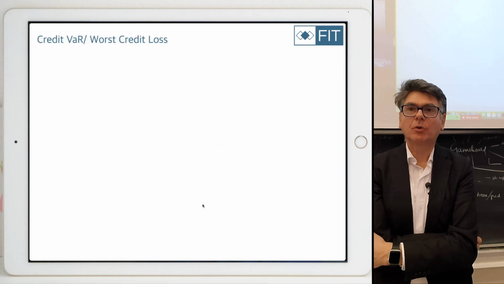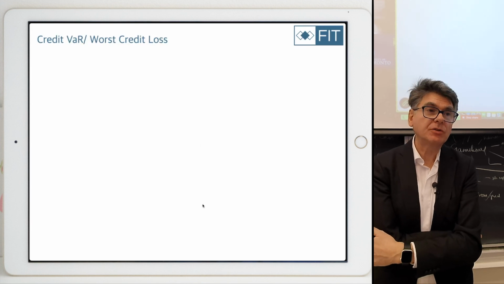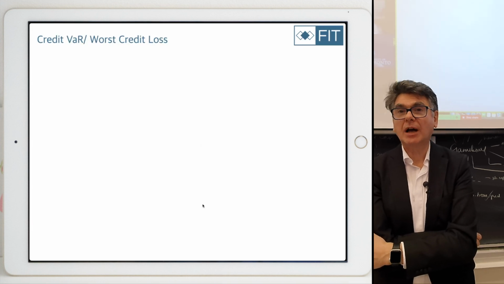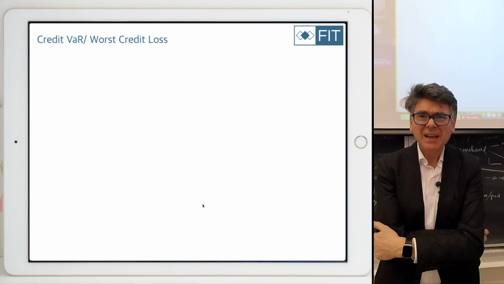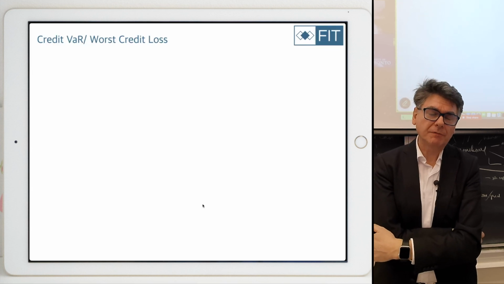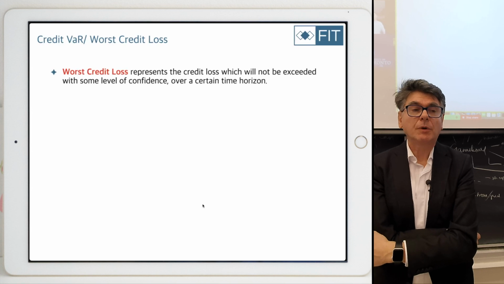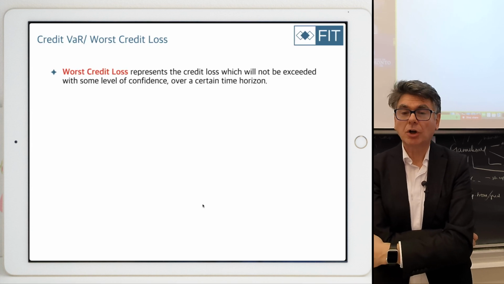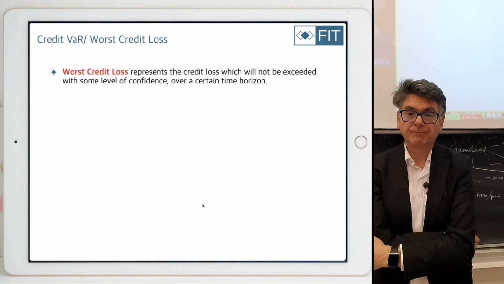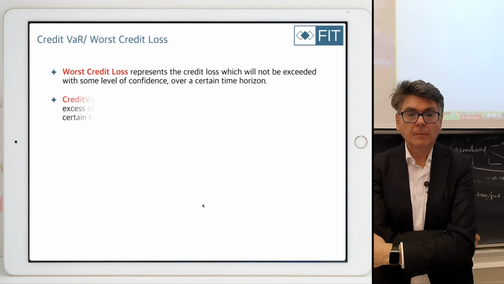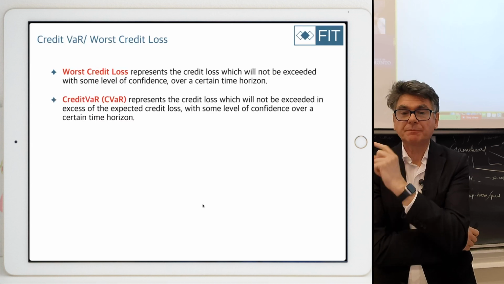The way to approach this correctly is what's called credit value at risk, or credit VAR. And related to that is the worst credit loss. So another vocabulary definition. This is all definitions. The worst credit loss and the credit value at risk are related to this thing called value at risk that we saw a couple of weeks ago. The worst credit loss represents the credit loss that I could have with a certain confidence level. The credit value at risk is the difference between that largest credit loss and the expected credit loss.